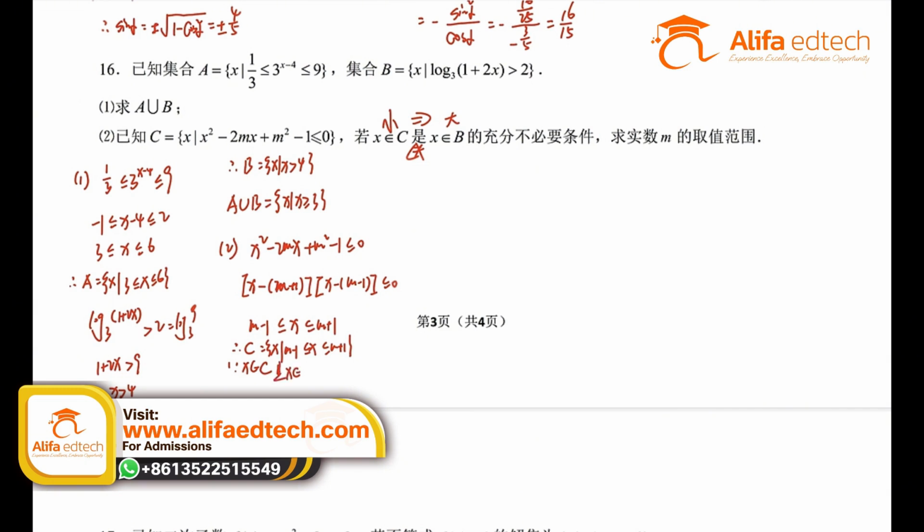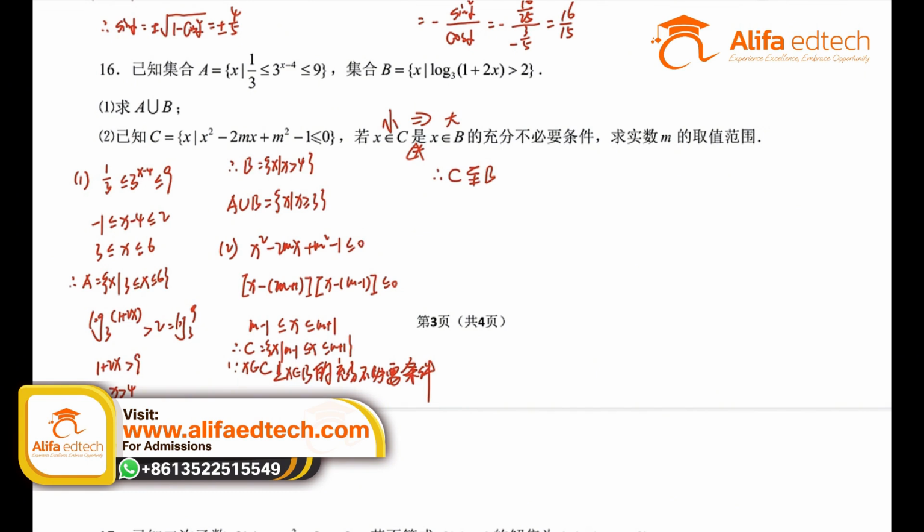Because x being in C is a sufficient but not necessary condition for x to be in B, the relationship we get here is small implies large, but large cannot imply small. So the former is what we call a proper subset of the latter. You must get this relationship. So C is a proper subset of B. In other words, C is contained within B.